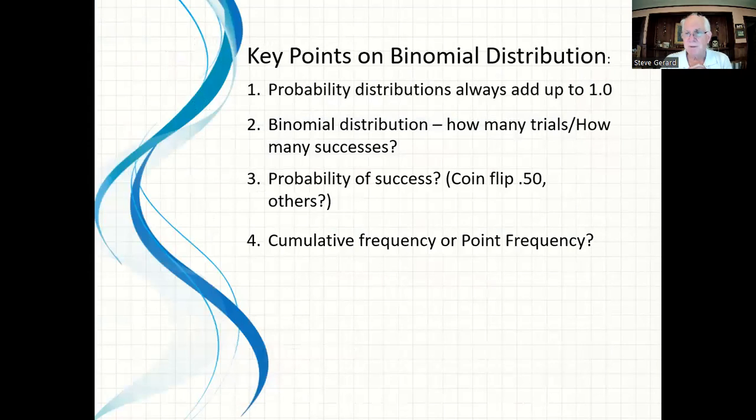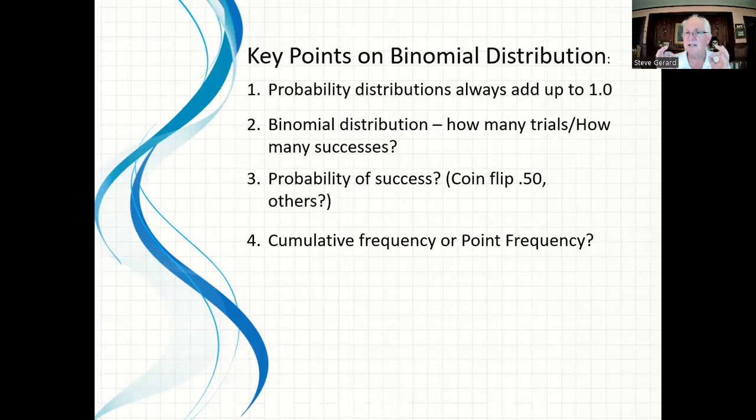The key points I want to make about binomial distributions are, 1, the probability distribution always adds up to 1. When you're doing this, you want to think about how many trials you have and how many successes. If you have 4 flips of the coin, you have 4 trials. A success, you count heads or tails, whichever you want to. The successes is how many of one of those things comes up. The probability of success, for the coin flip of an honest coin, is 0.5.